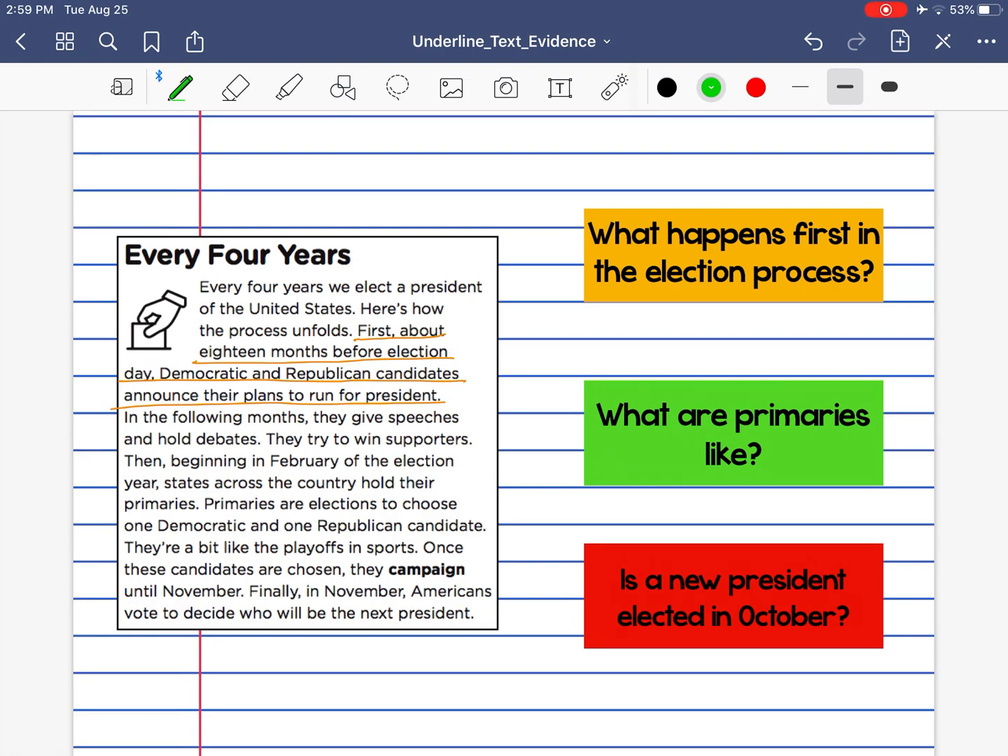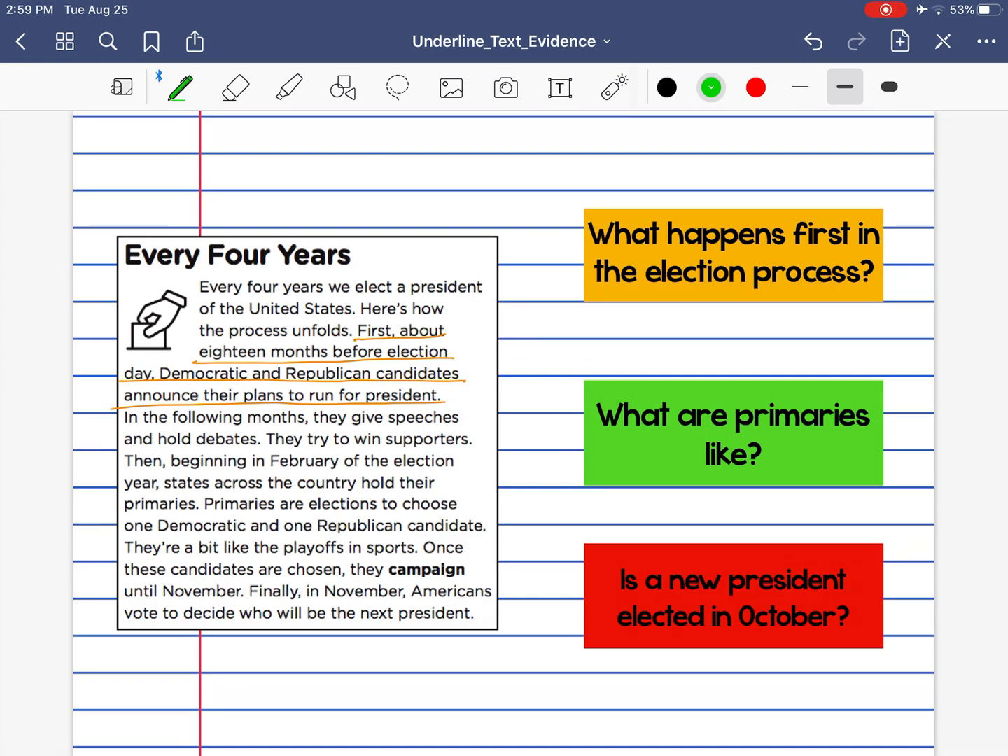So, the primaries are like playoffs in sports, right? The primaries are like playoffs in sports. So notice that the way I worded that had my PQA. I used some of those words from the question in the answer, okay? I didn't just say, okay, what are the primaries like? Playoffs. No, I didn't just say one word. I made a whole complete sentence. The primaries are like playoffs in sports.